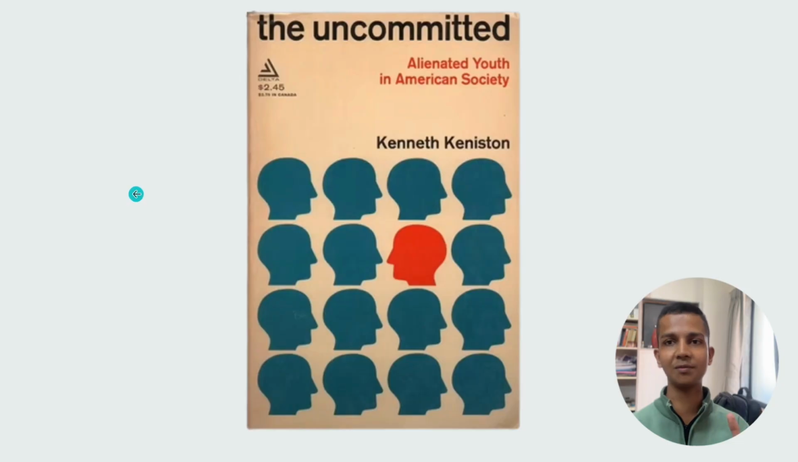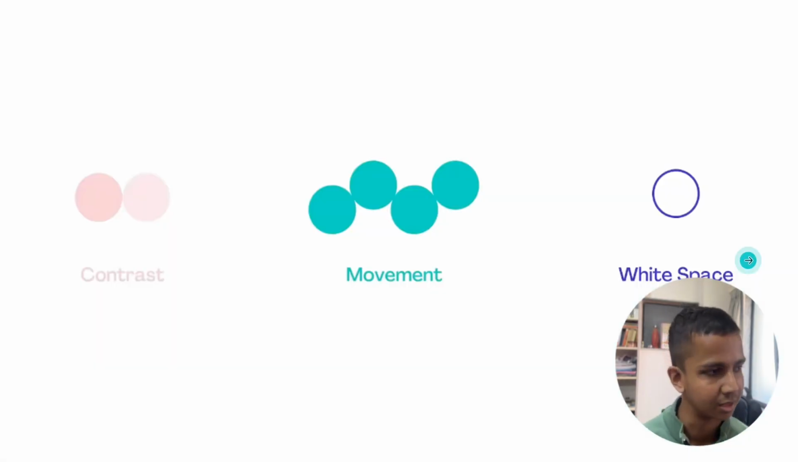Okay, so this is a real life example, a book cover. Look at this book cover. What's the first thing your eyes go to? Most likely it's the one red head among all the blue ones, and that is emphasis. And then your attention maybe goes to the title and then to the other information. So this is how emphasis is created.